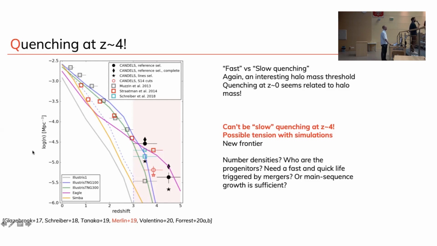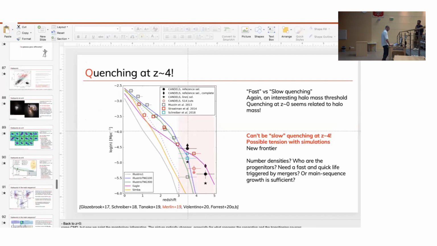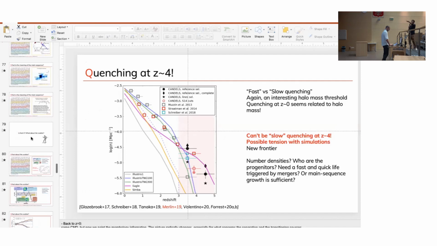So any other questions? So I have another one on the variability of the scatter. Can you go back to the slide where you show the Eagle results? Yes. So I was a bit confused by that. Yeah.